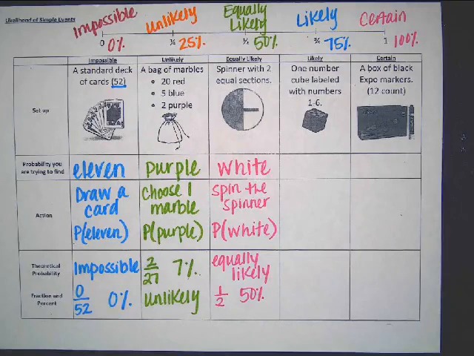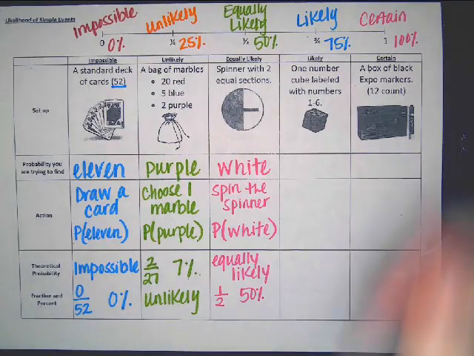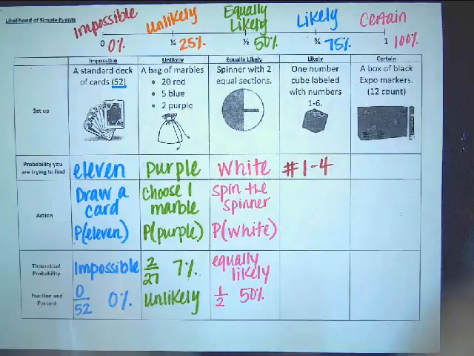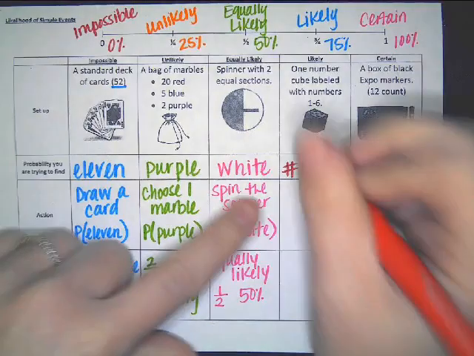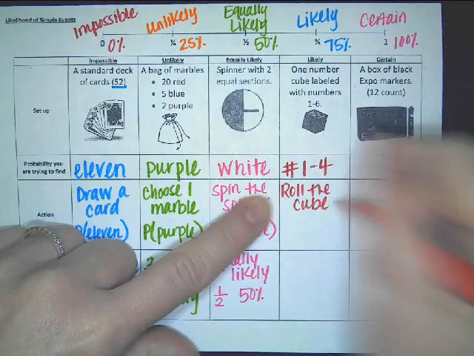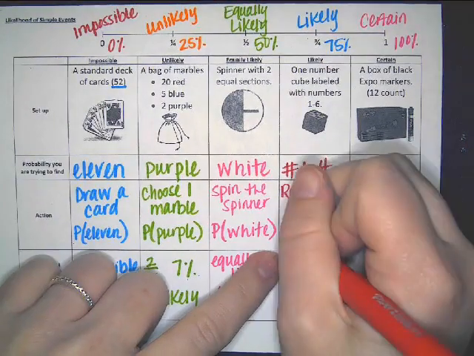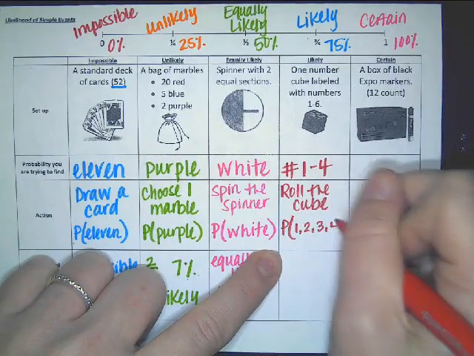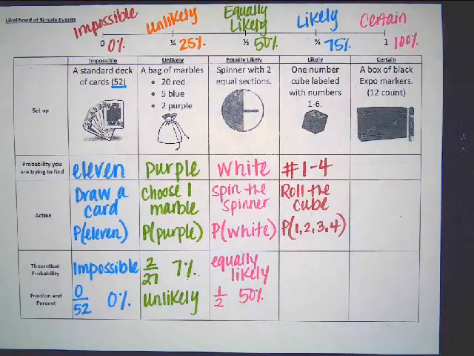This is a picture of a cube. A cube has 6 sides and they're labeled with the numbers 1 through 6, meaning they include the numbers 1, 2, 3, 4, 5, and 6. For it to be likely, let's say we want to roll a number 1 through 4. Now, in order to do that, we're going to have to roll the cube. When this happens, we're looking for the probability of landing on the numbers 1, 2, 3, or 4. Any of those are a possibility.